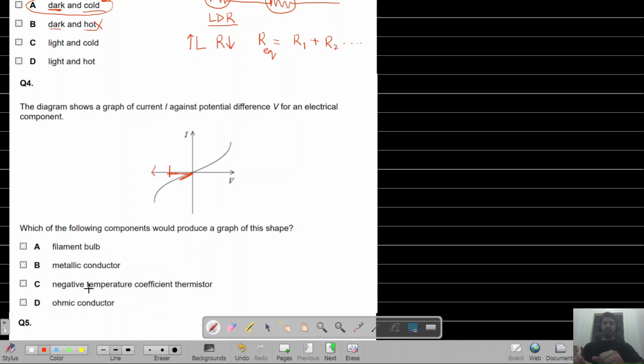This is actually a negative temperature coefficient thermistor. So what's happening here is that if you increase the voltage, the current increases, and because the current increases, the temperature of the wire also increases, and when the temperature increases, the resistance decreases, and when the resistance goes down, the current starts increasing quadratically instead of linear increase. And same happens in the opposite direction. So this is a negative temperature coefficient thermistor.